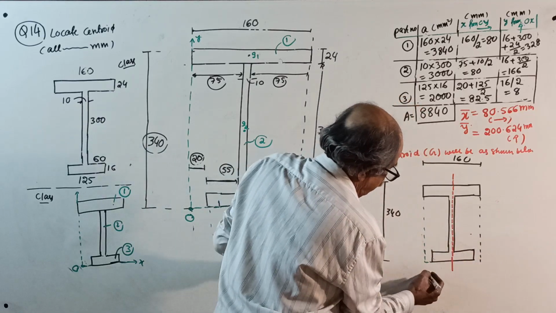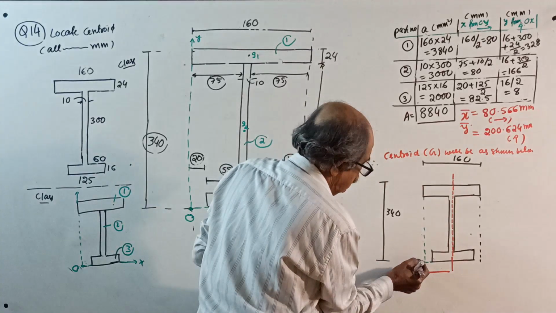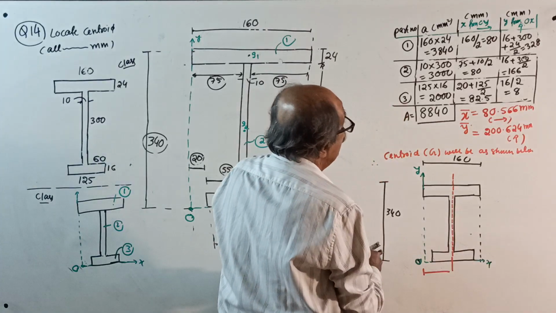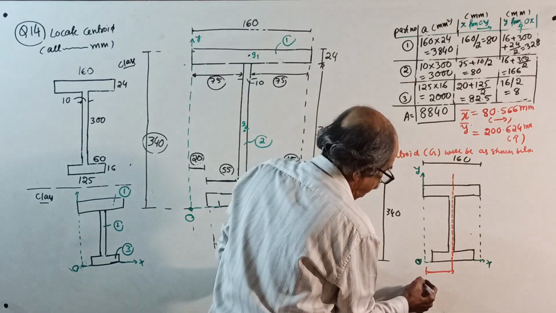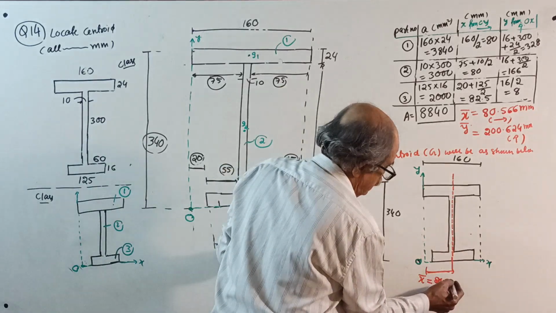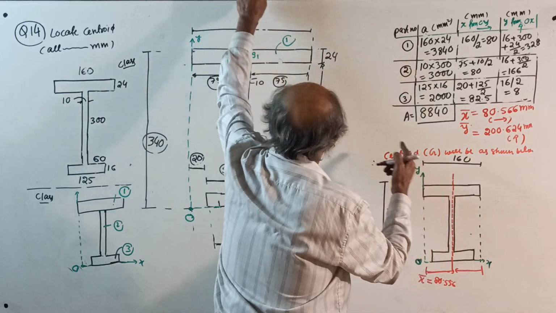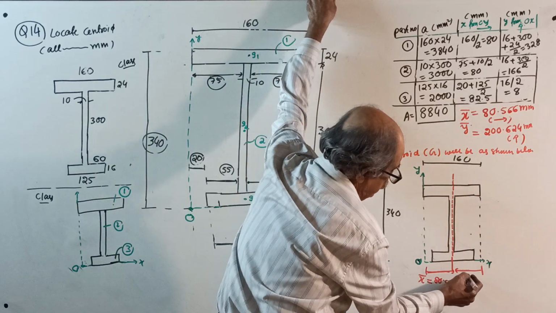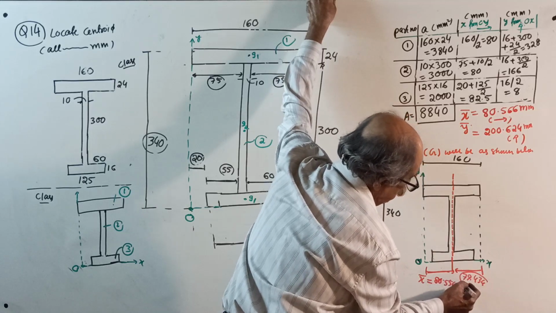Okay, therefore, from here, this is the origin O. This is your Y. This is your X. X bar is right side. From here to here is X bar equal to 80.556. If you want from this right extreme end, from 160 subtract 80.556, you will get 79.434. I noted down 434. Round off, calculated.